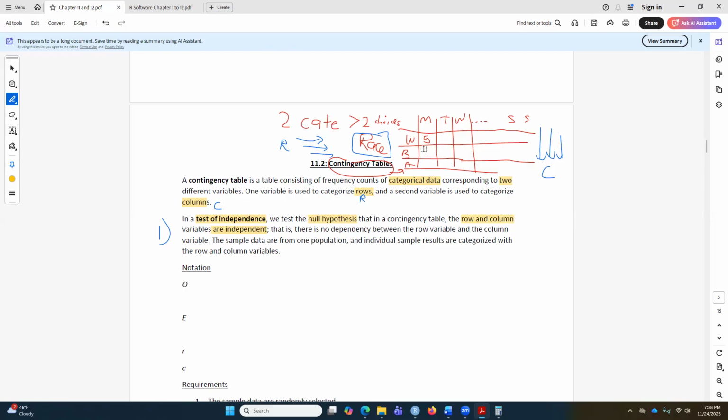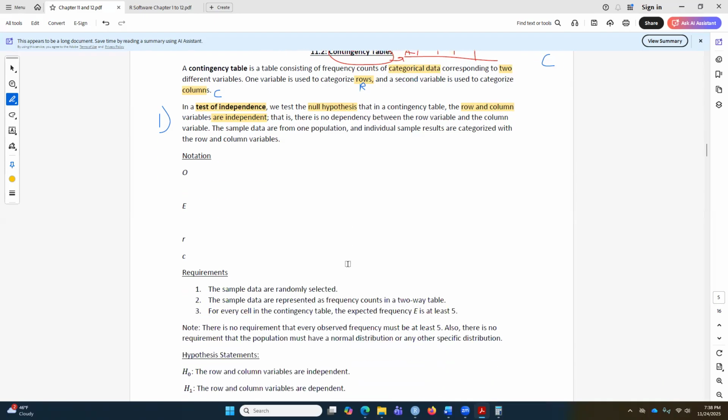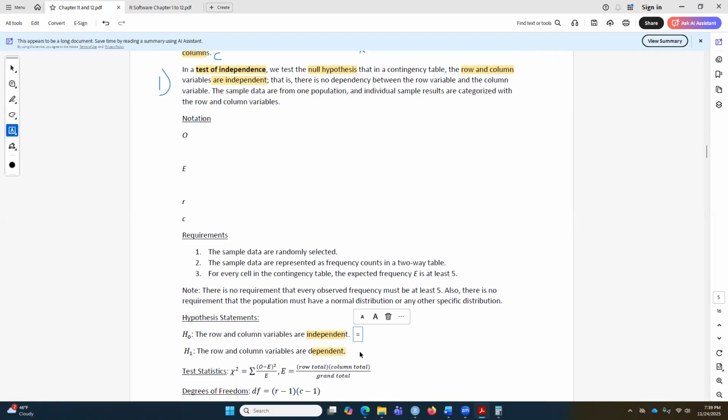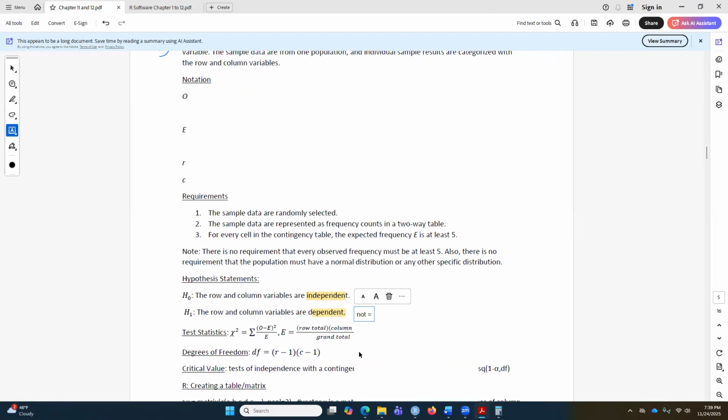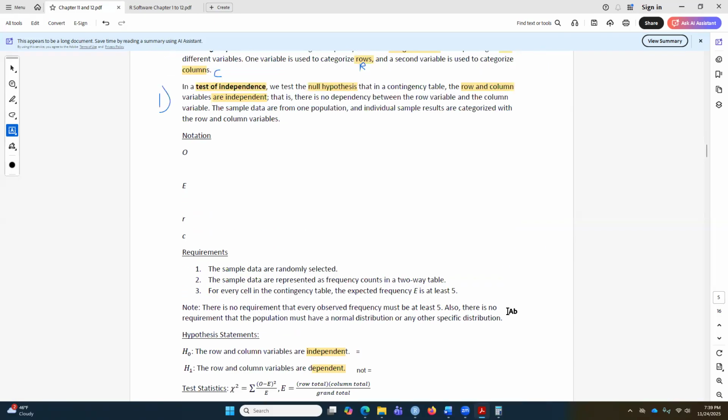The null hypothesis is very easy: the row and column variables are independent, and the alternative hypothesis is that the row and column variables are dependent. Straightforward. Make sure you know that the test for independence uses an equal sign for the null and a not-equal sign for the alternative. We don't do less than or greater than in this case. Again, we have O, E, R, T in this case.